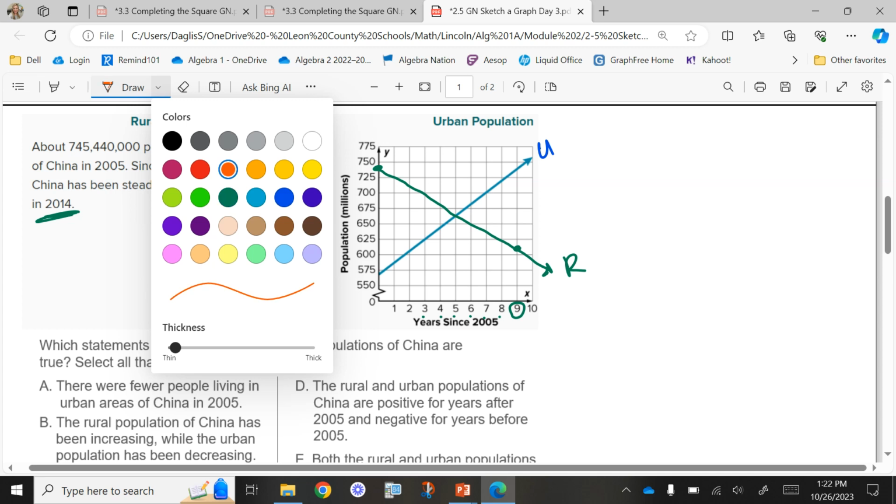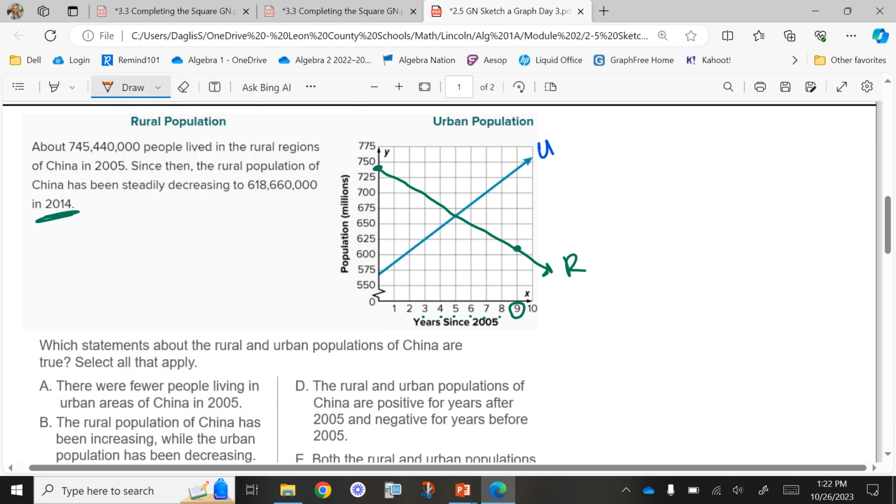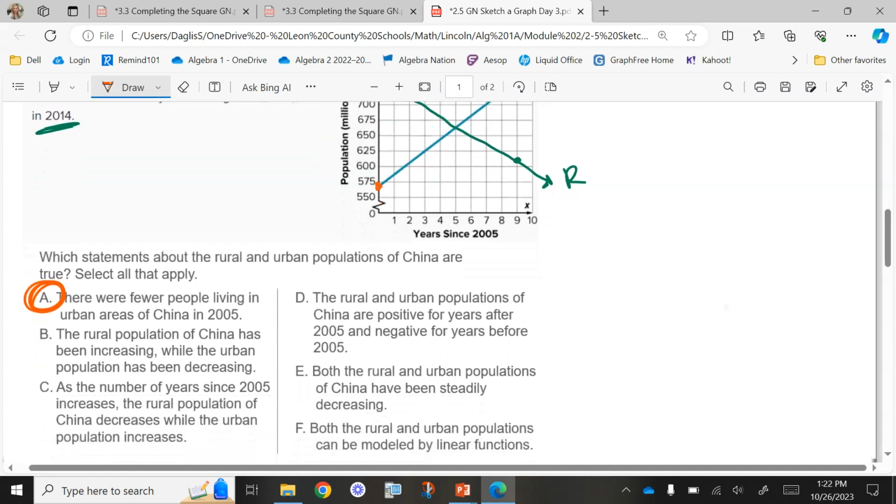Okay, well let's test it. Okay, hold on. In 2005, so that's going to be the year what? On my x-axis, is it going to be 0? Which one? 0, right? It's representing years since 2005. So if we're looking at 2005, we're looking at the beginning. So we're looking at this point and this point. Which one is smaller? The urban is smaller. So therefore, this is true. Okay, so far that is true.